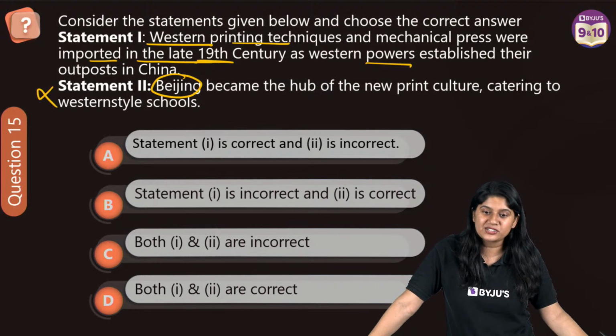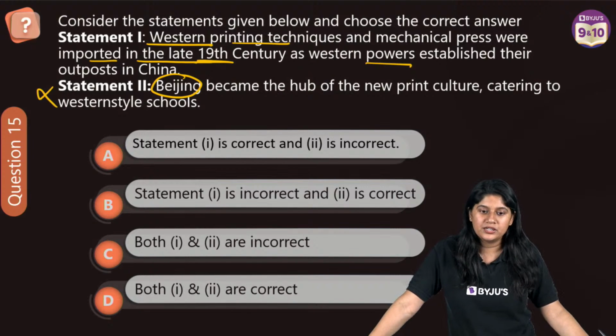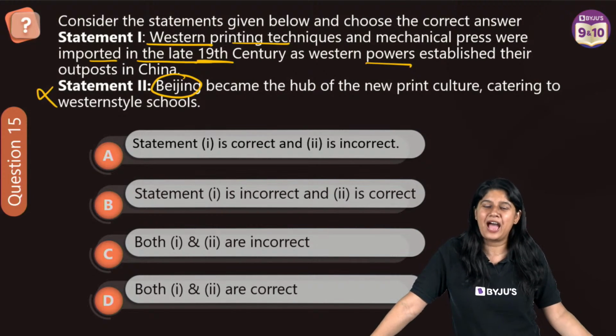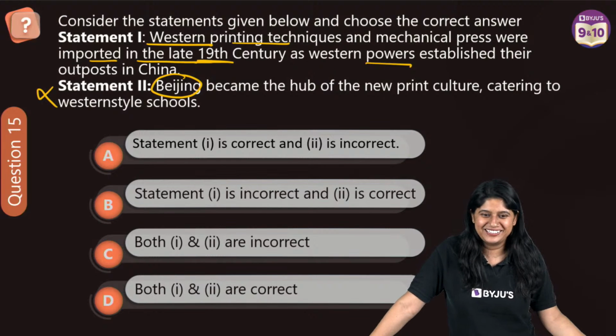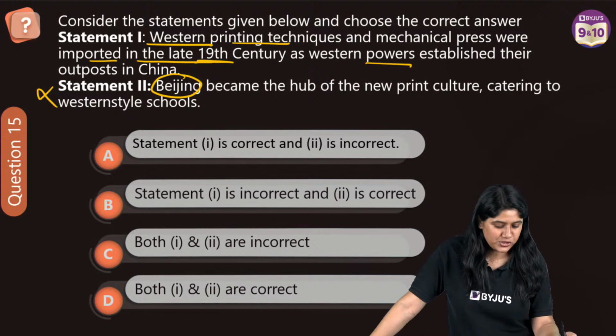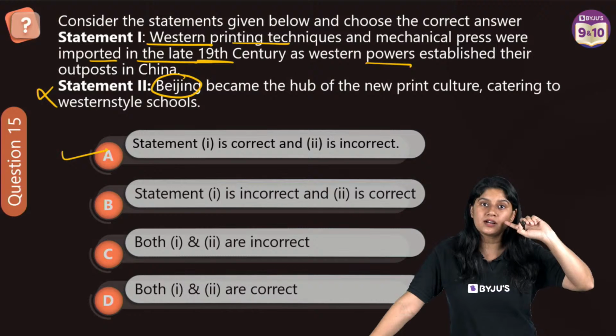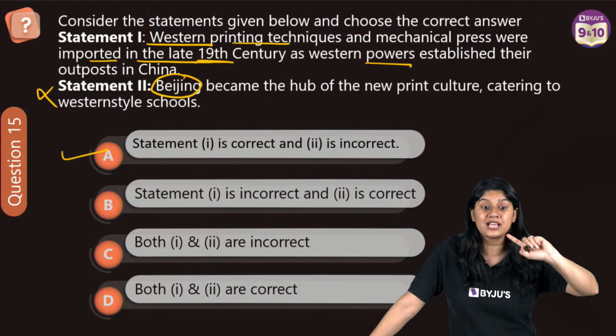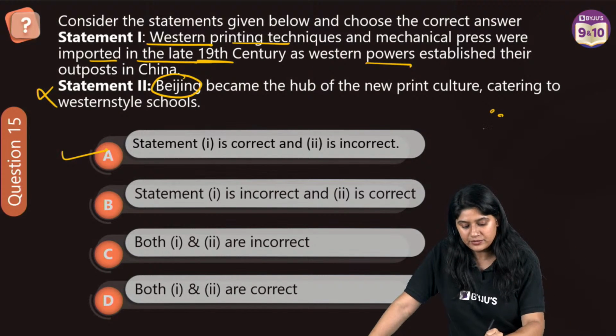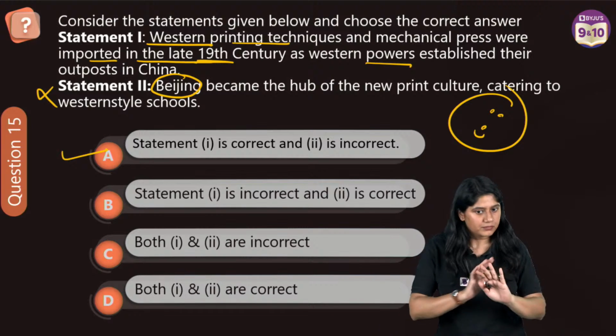Clear? And Beijing is not there in the chapter at all, you are saying it right. The name is not even mentioned. Absolutely correct. Everything says China. Okay, option number A is the correct answer. So statement 2 is incorrect and statement 1 is absolutely correct. Clear everyone?